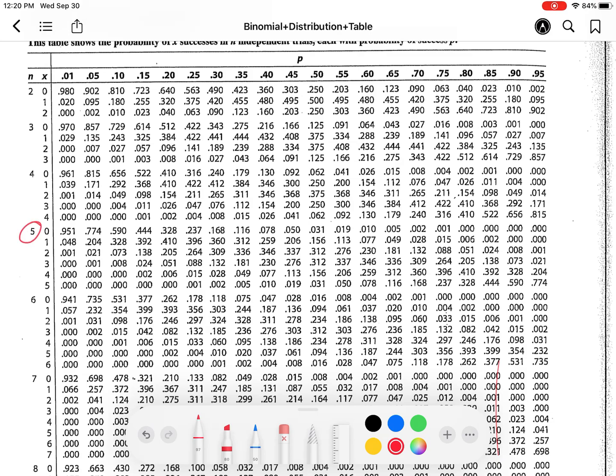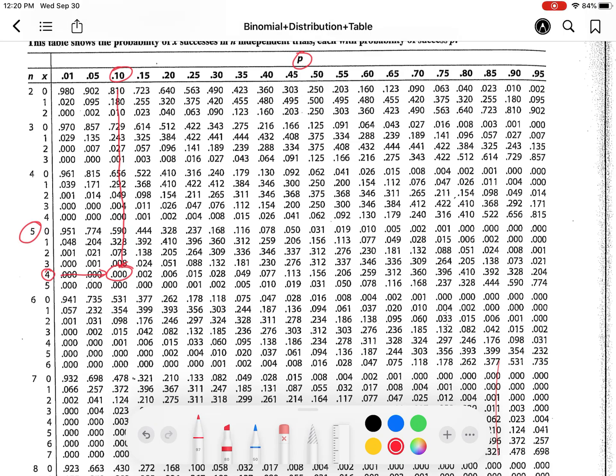Erase this stuff and start from the beginning, so you know how to do it. So n equals 5, that's the number of trials. Little p was 0.1. And we want x to be 4 successes, exactly four 10s.